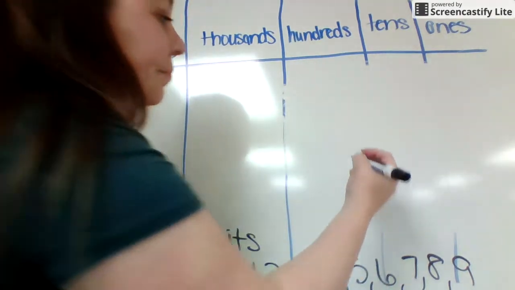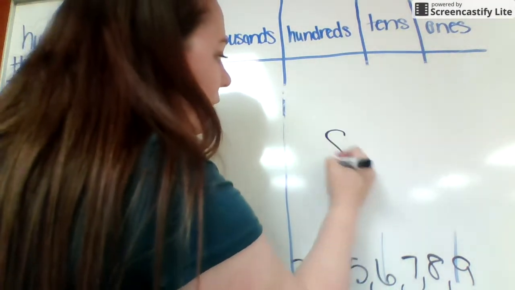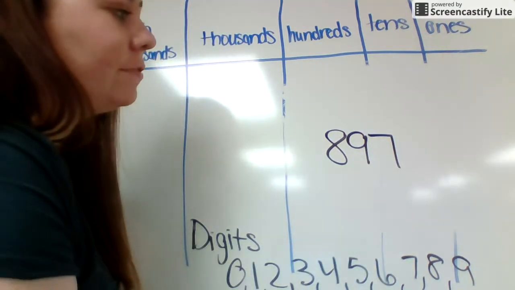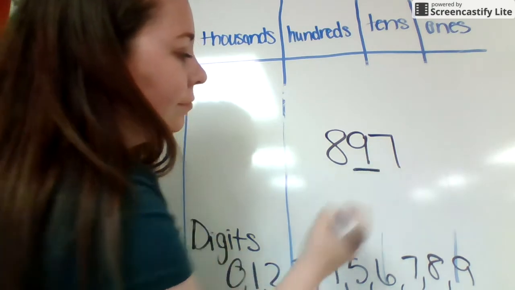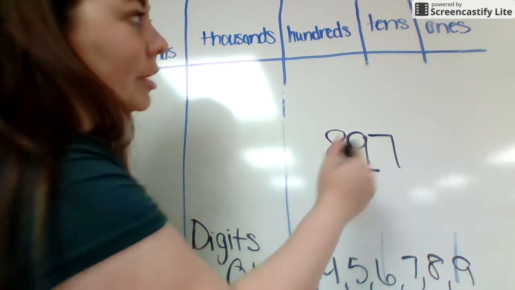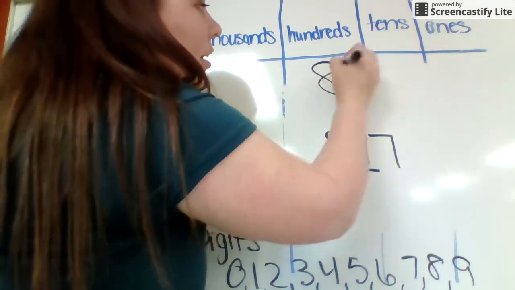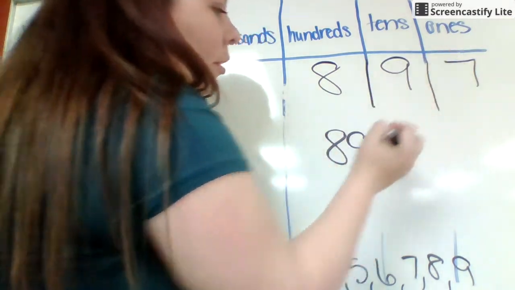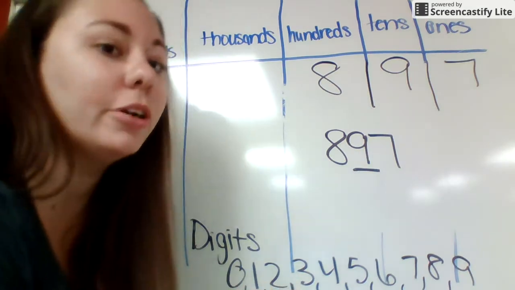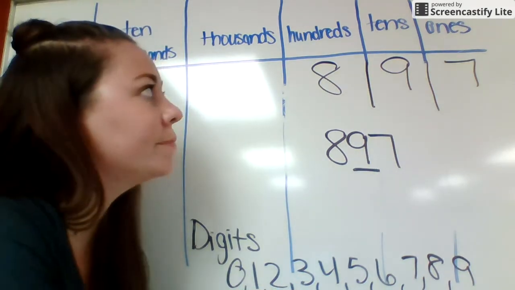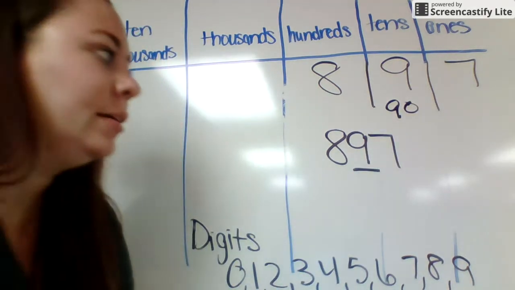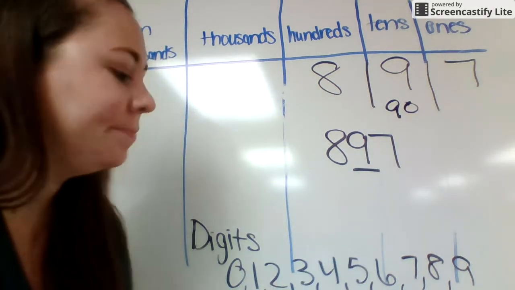Say I have the number 897, and I'm asked to find the value of the 9. I'm going to look at my place values. I'll put it in my chart. So I have 8, 9, and 7. My 9 is in the tens place, so I know that's worth 9 tens or 90. So my answer would be the 9 is worth 90.